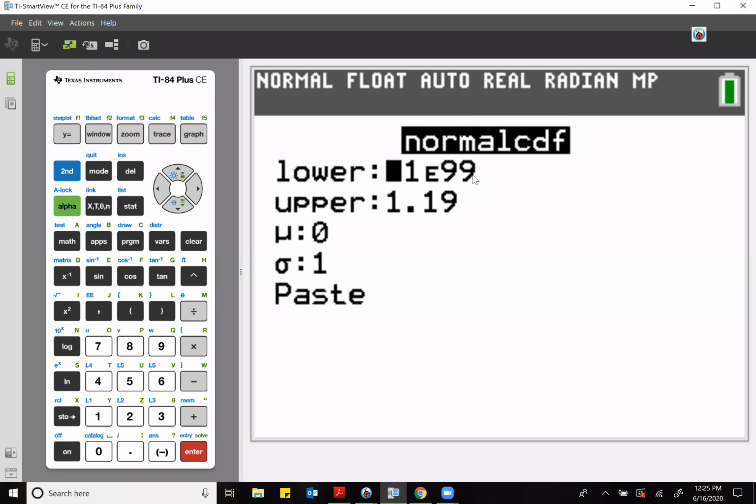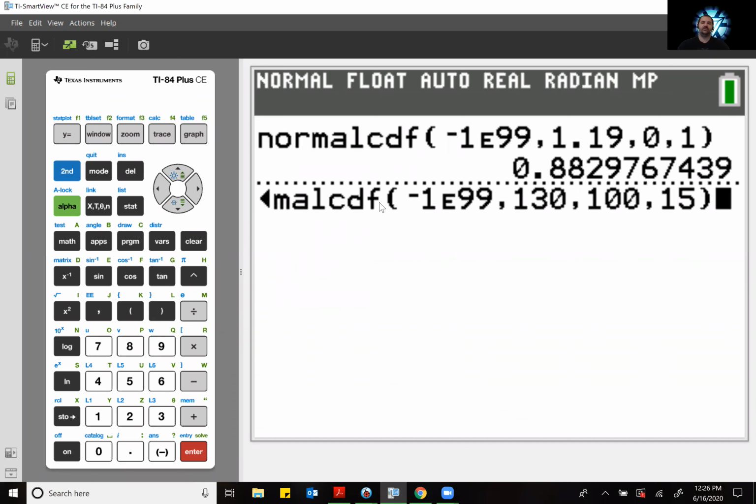Yeah, that's good. What's our upper? Would that be 2? Why not just 130? Oh, is that asking for Z-score? Well, that's what's cool about this: you don't have to convert them to Z-scores if you don't want to. As long as you give the mean, which is 100, and the standard deviation, which is 15, and hit paste, there's your probability.